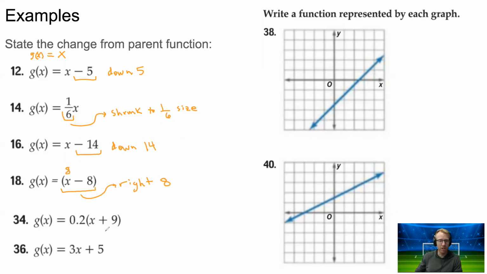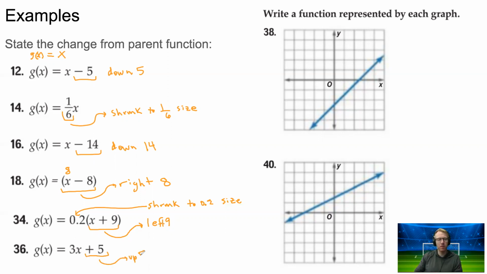Okay, and now this one has 2 changes going on. So this part right here is telling us to change left and right because it's in parentheses with the x variable. So this is left 9. And this is a number smaller than 1. So it's shrunk to 0.2 of the size. So it's going to be 5 times smaller because 0.2 is the same as 1/5. So it's 1/5 as big or 5 times smaller. That should say left.